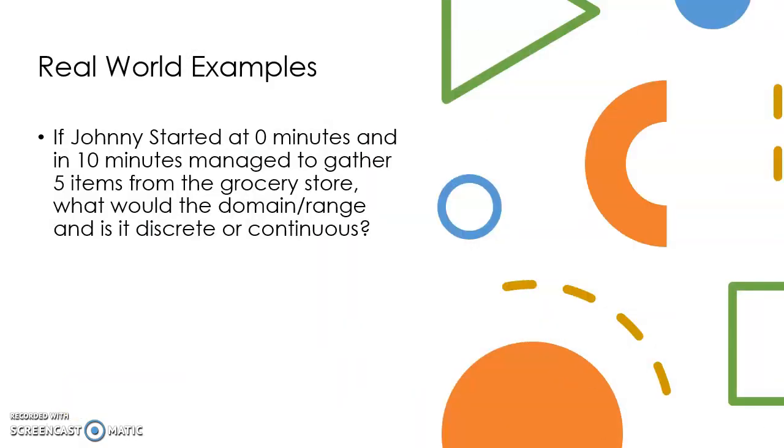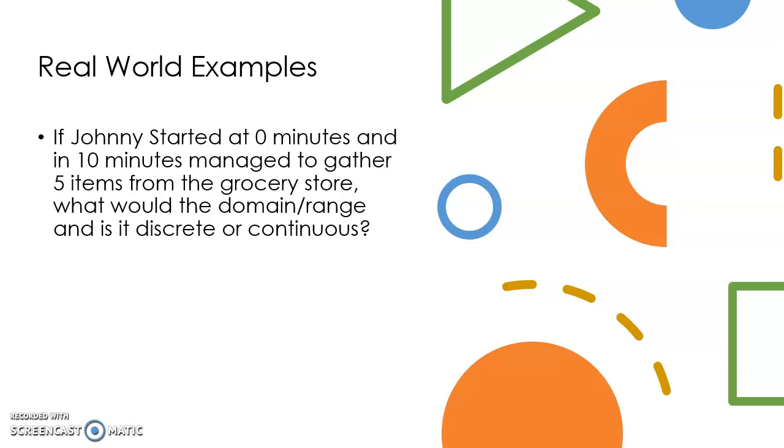Okay, so let's get into some real-world examples. We will use what we learned in Unit 1, figuring out the independent and dependent variables in the situation. Remember, the independent is going to be the x-axis and the dependent will be the y-axis, which will help us with our domain and range.